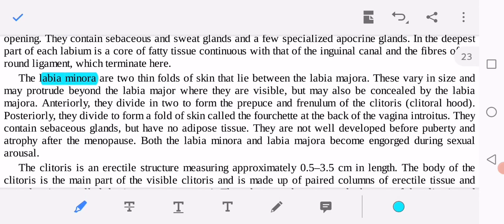They are not well developed before puberty and atrophy after the menopause. Both the labia minora and labia majora become engorged during sexual arousal.